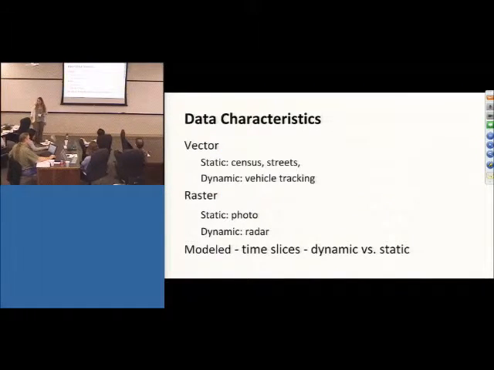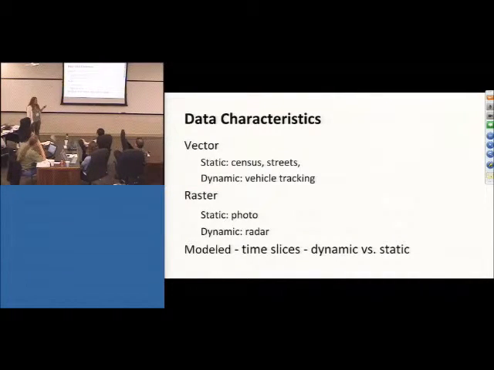We also wanted to talk a bit about the data characteristics of vector and raster data, and how temporally things can be static or dynamic. For instance, most vector data is static. When you map something like the census or streets, it is a picture of that data in time. It does change over time, but once you have that snapshot created, it is what it is.